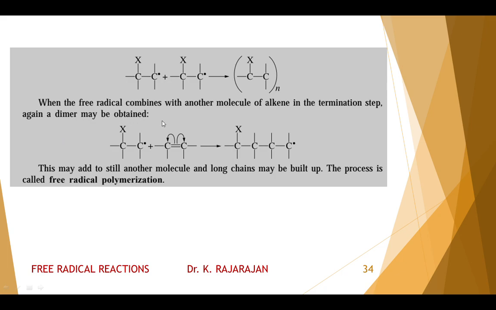So here this is the free radical, this is the alkene. When this free radical combined with this alkene, you will have a compound which is having a free radical. This may add to still another molecule and long chains may be built up. The process is called free radical polymerization.